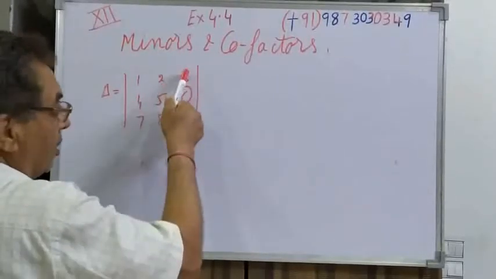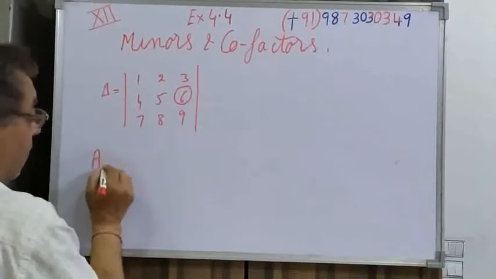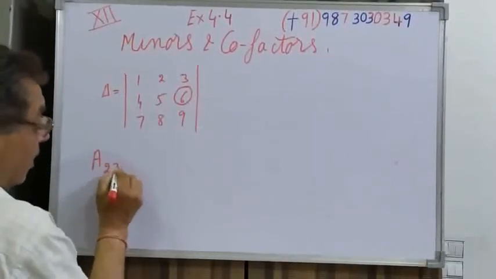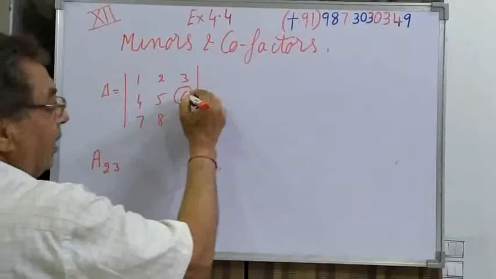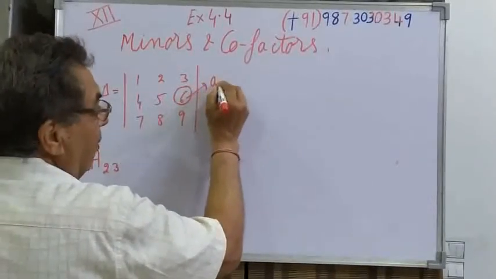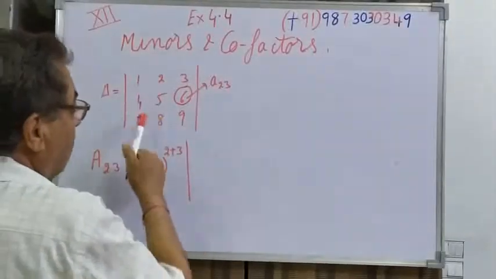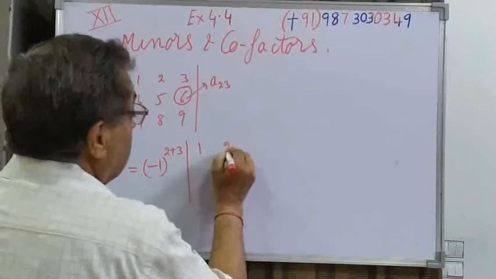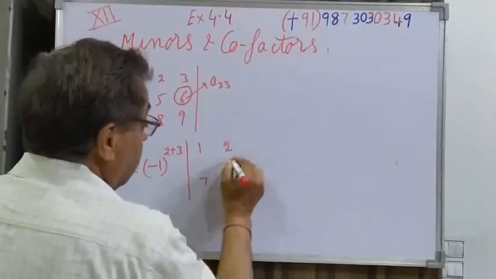Second row, third column. So this is the element A23. Basically it is the element A23, so its cofactor would be capital A23. Now what would the sign be? Minus 1 to the power 2 plus 3. After this, hide the second row and third column. We will have 1, 2, 7, 8.